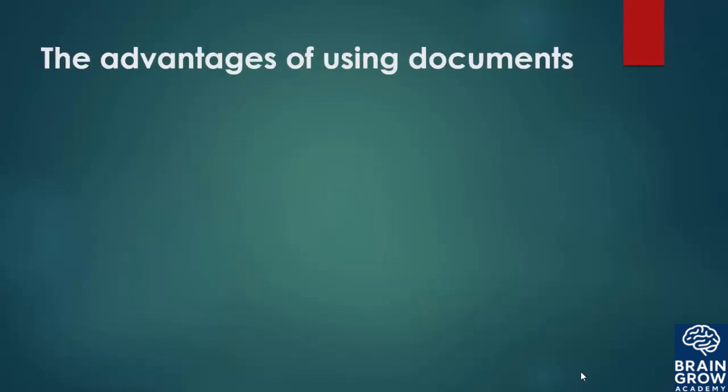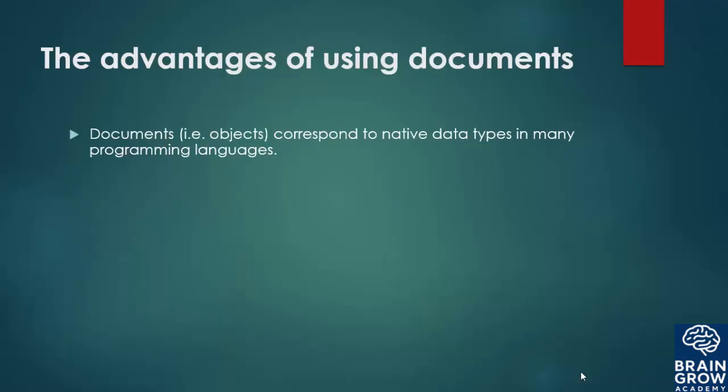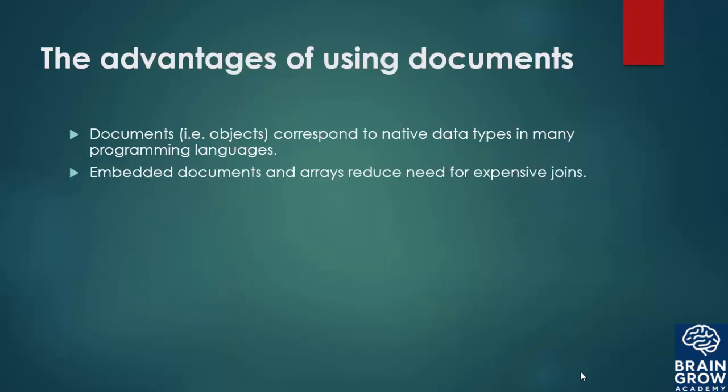Advantages of using documents: documents correspond to native data types in many programming languages. MongoDB uses JSON documents to store data, which is an object. So it is very easy to use this object in programming languages such as Java and PHP. Embedded documents and arrays reduce the need for expensive joins. Since we are using embedded documents and arrays inside a document, it is very easy to get the required result.